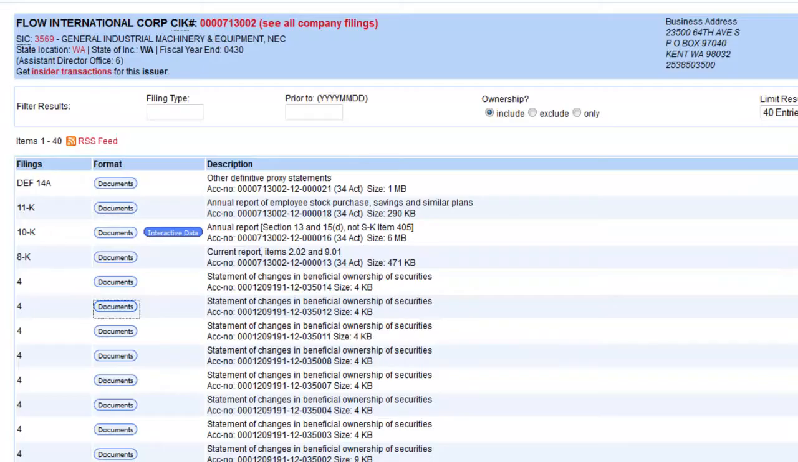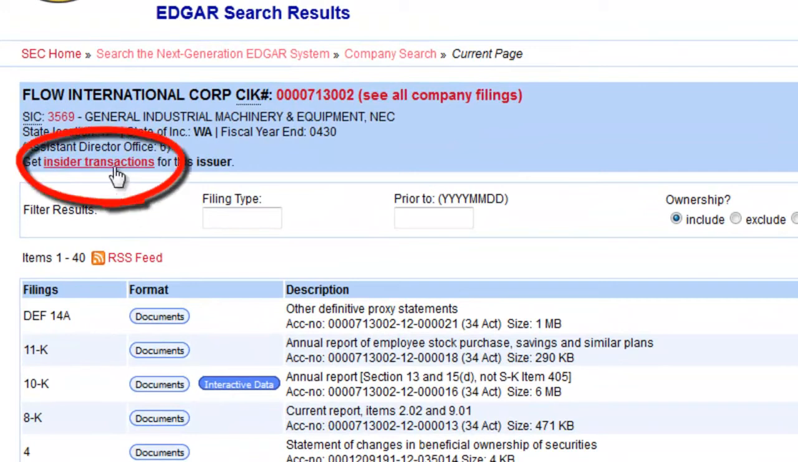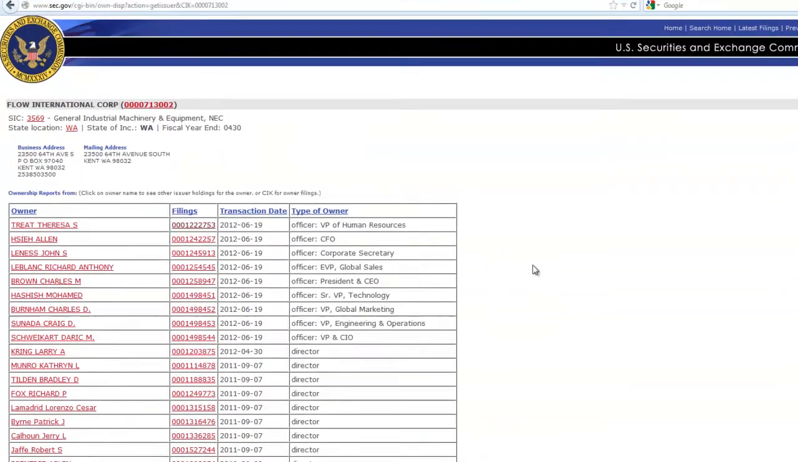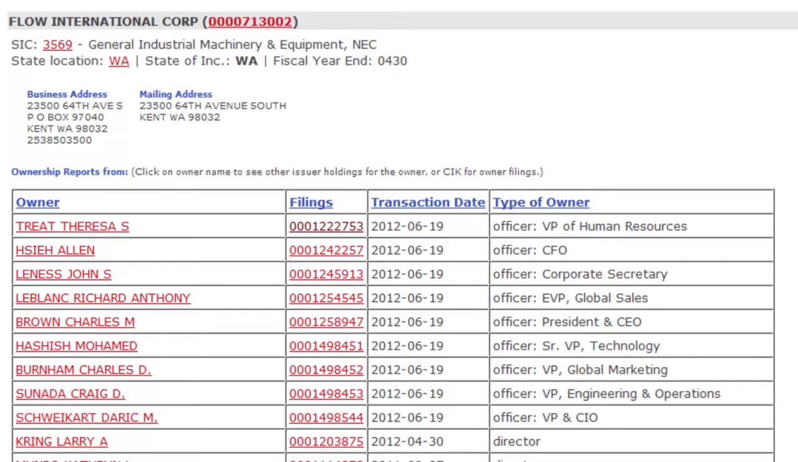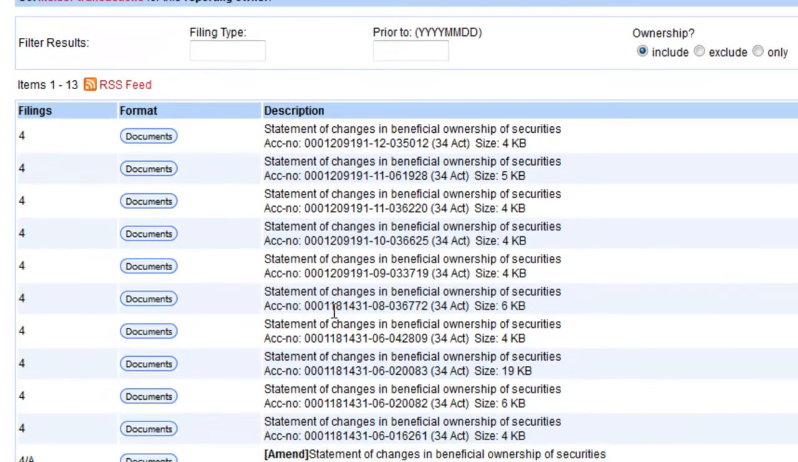Now one neat thing that you can do is, instead of looking at these forms through this feature, you can also access insider transactions right here. And if we click on this, we are taken to a page where we can access the same information, but let's say we wanted to click on John Lennes and click on his filings. Now we are taken to these same forms, but all of these forms are by the same person.